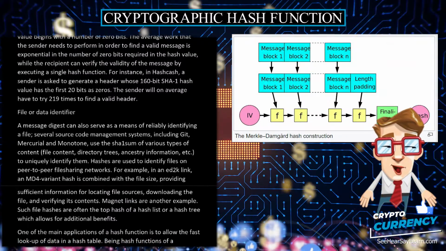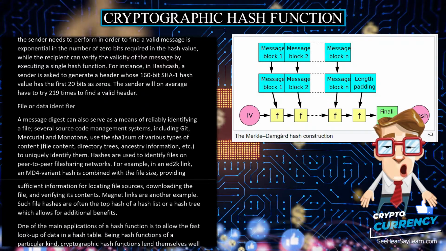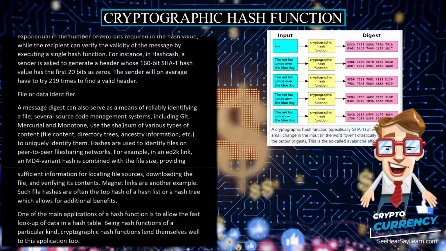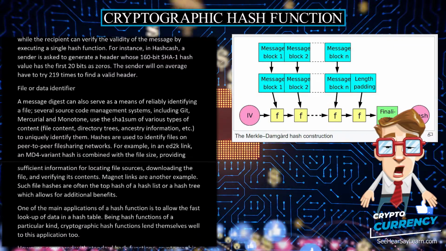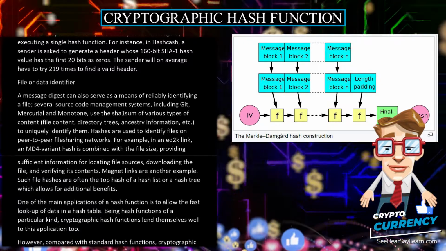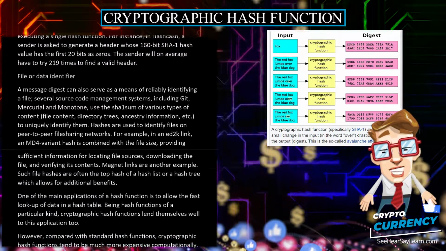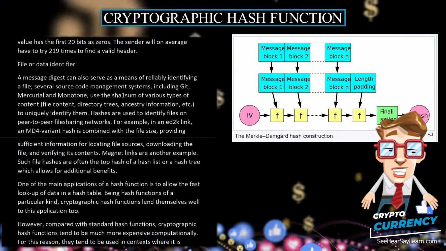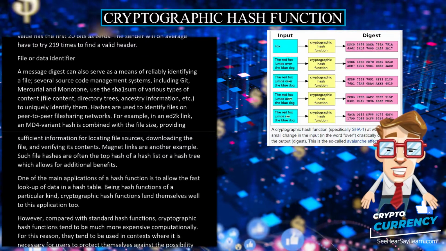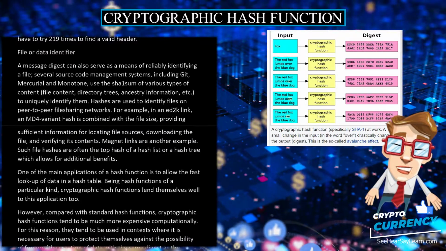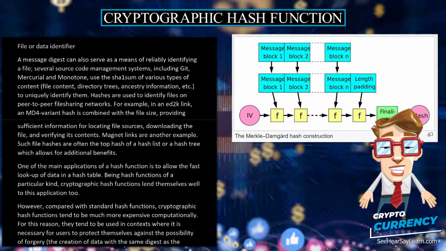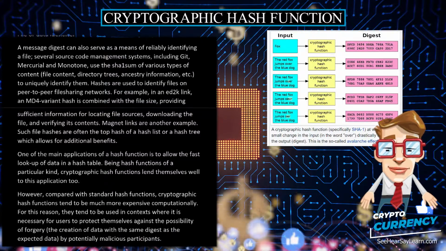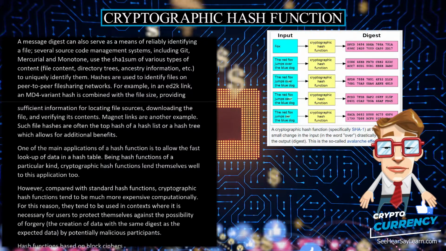benefits. One of the main applications of a hash function is to allow the fast lookup of data in a hash table. Being hash functions of a particular kind, cryptographic hash functions lend themselves well to this application too. However, compared with standard hash functions, cryptographic hash functions tend to be much more expensive computationally. For this reason, they tend to be used in contexts where it is necessary for users to protect themselves against the possibility of forgery, the creation of data with the same digest as the expected data, by potentially malicious participants.